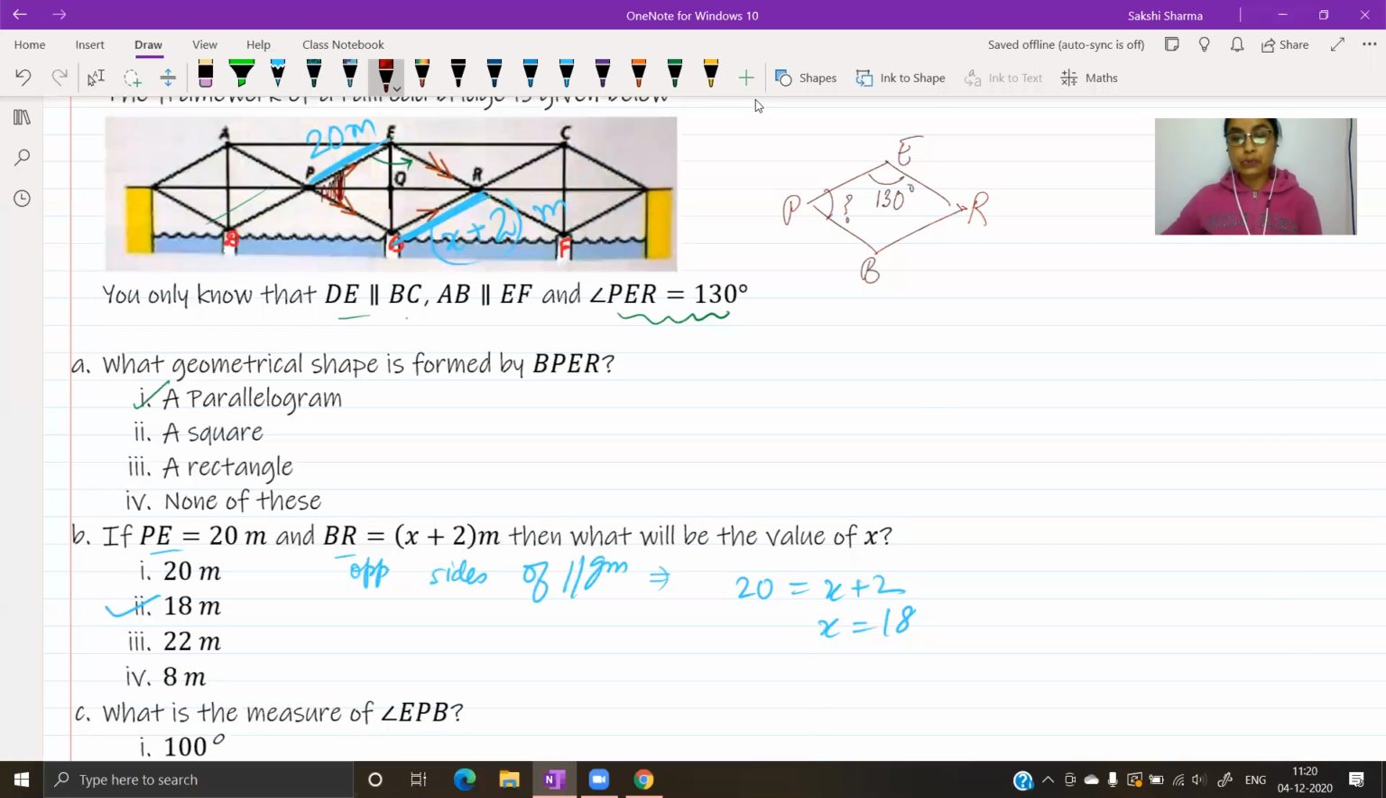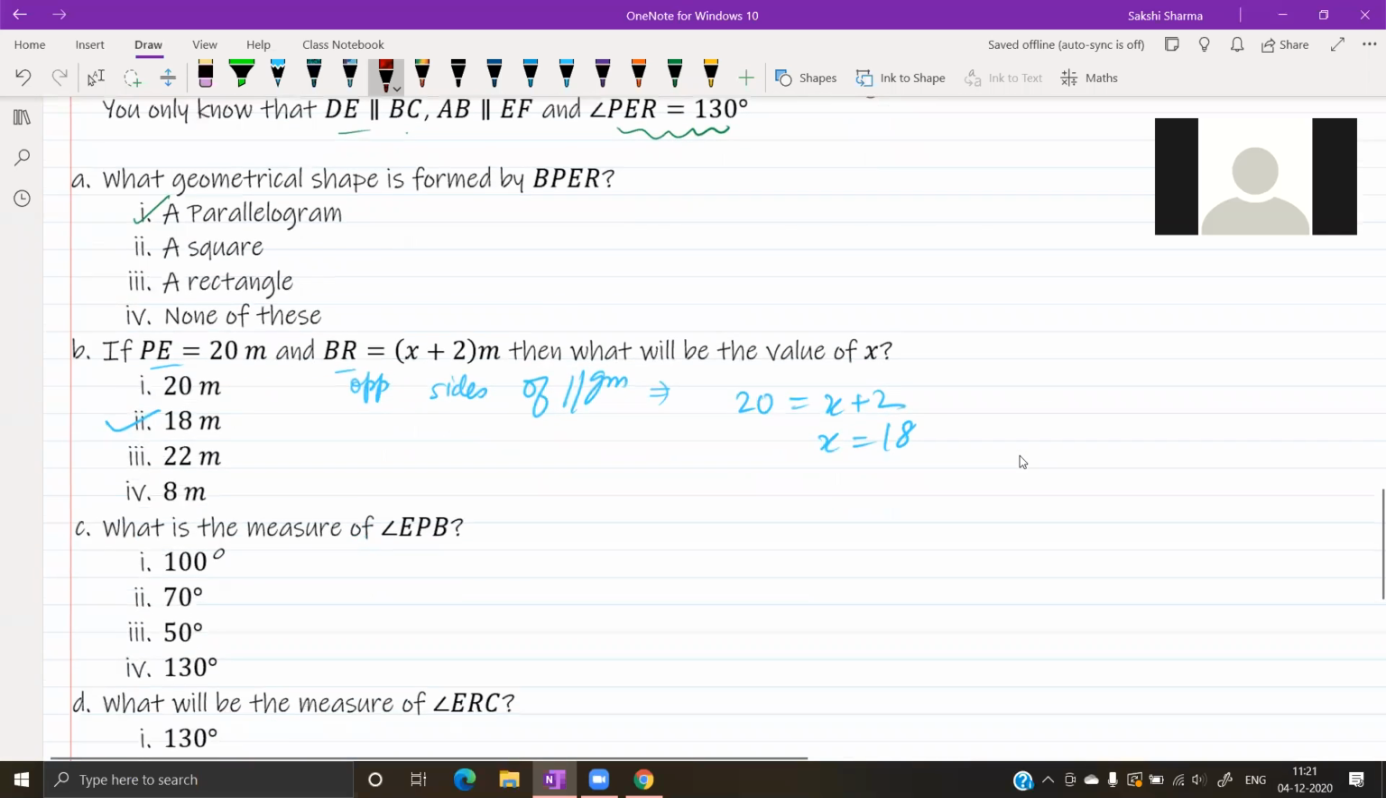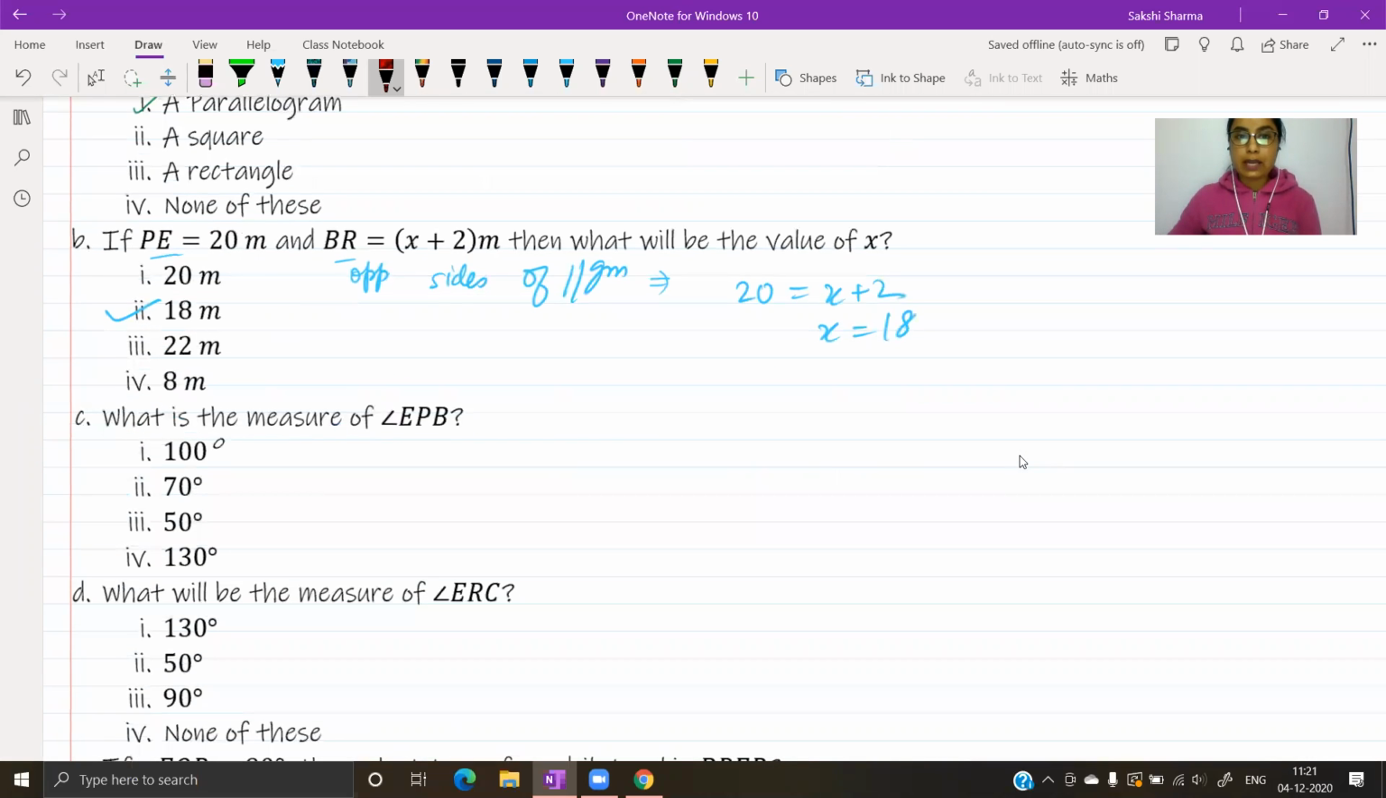Which property will you use? Adjacent angles of a parallelogram are supplementary. Supplementary. And that would make the value of EPB equal to 50 degrees. Adjacent angles are supplementary, right?